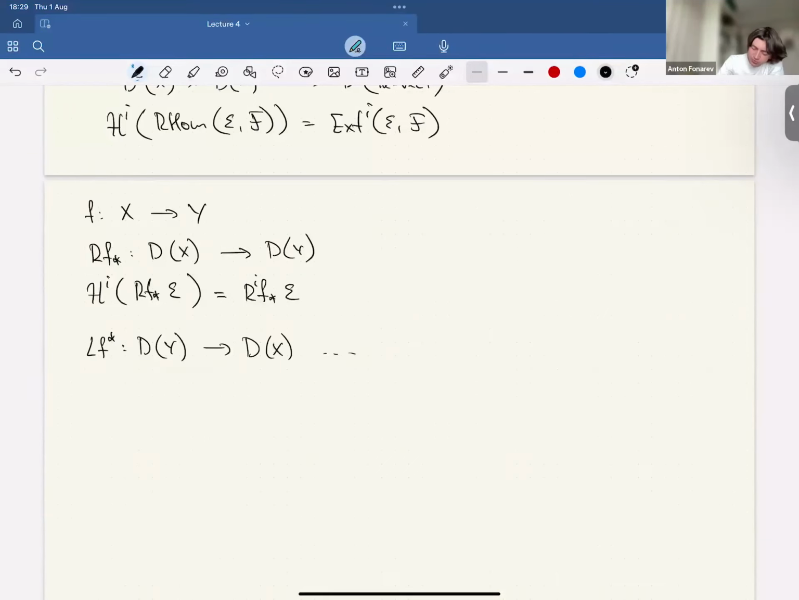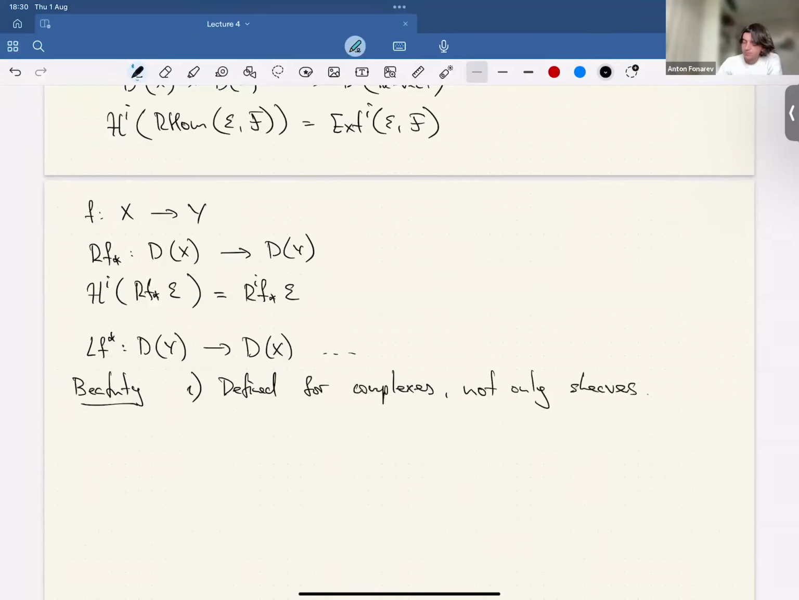So what is the beauty of this thing? Well, first, we can now define things for complexes and not only sheaves. And interestingly enough, it often gives you quite a lot of information, but let's postpone it for a second, maybe.